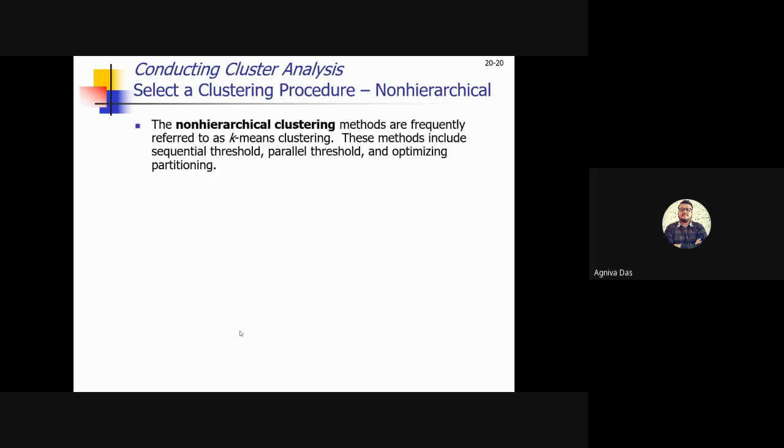Now, the non-hierarchical clustering methods are frequently referred to as k-means clustering. These methods include sequential threshold, parallel threshold, optimizing partition. So there are many ways in which non-hierarchical clustering can be done. Right. There are many new methods also that are being devised, such as DBSCAN and so many other clustering techniques that have come up nowadays that are all non-hierarchical clustering. But the most famous non-hierarchical clustering method that we know is k-means clustering.